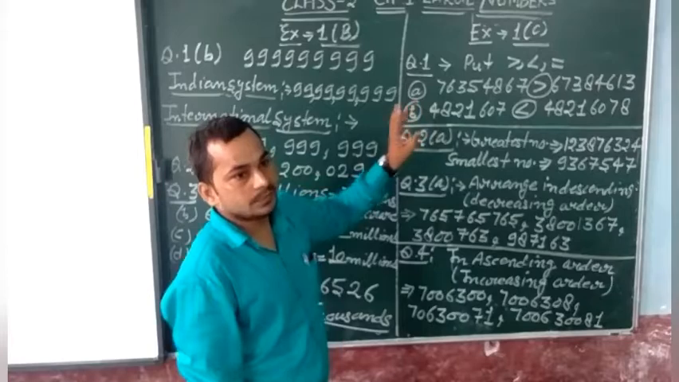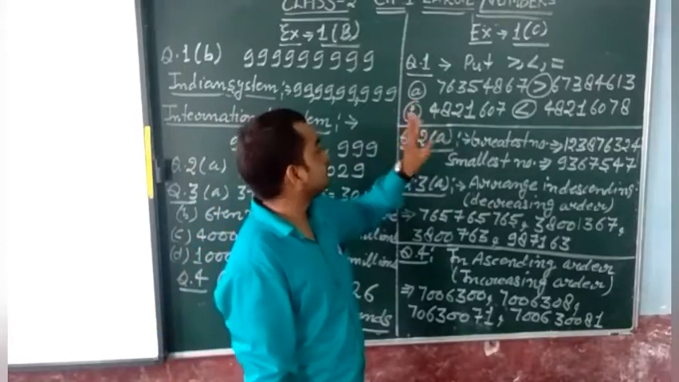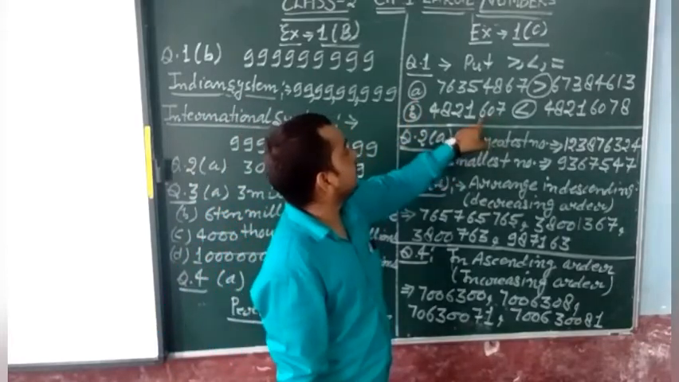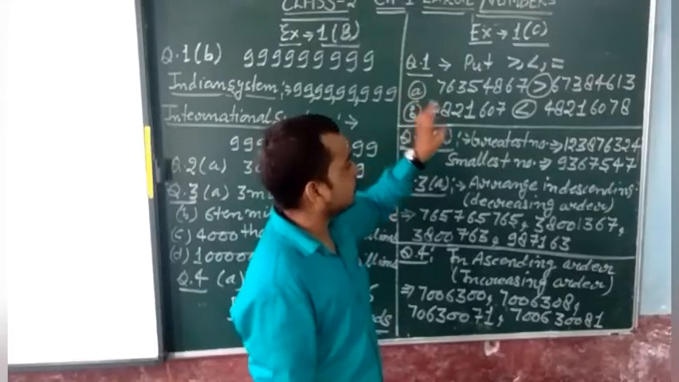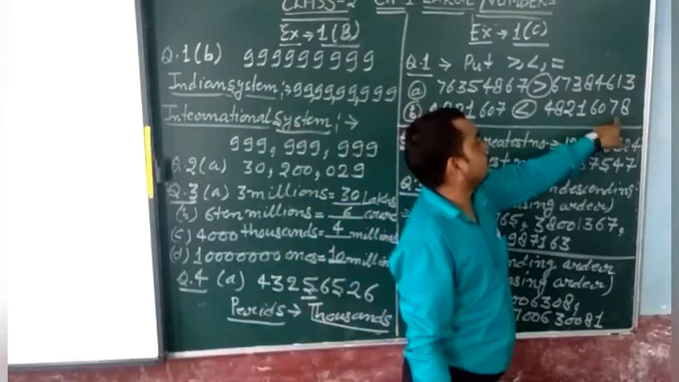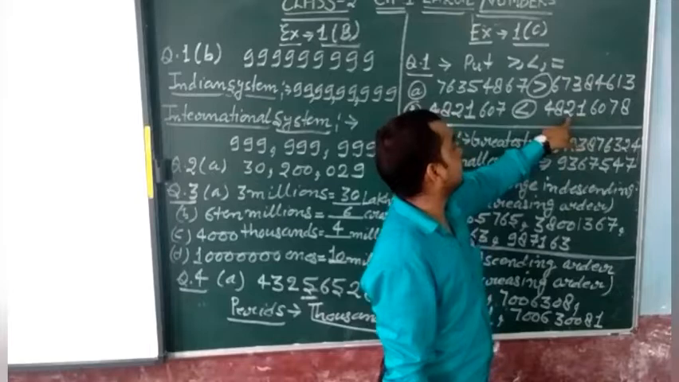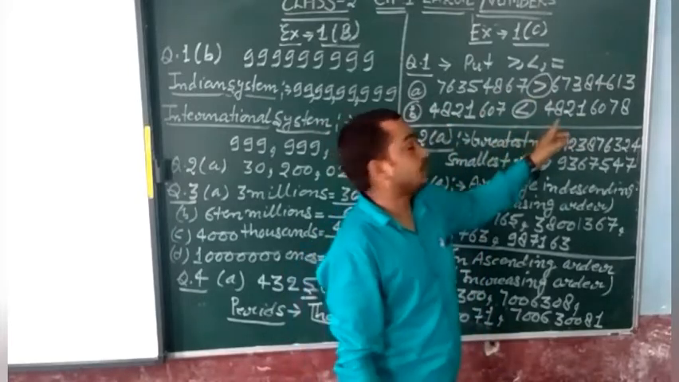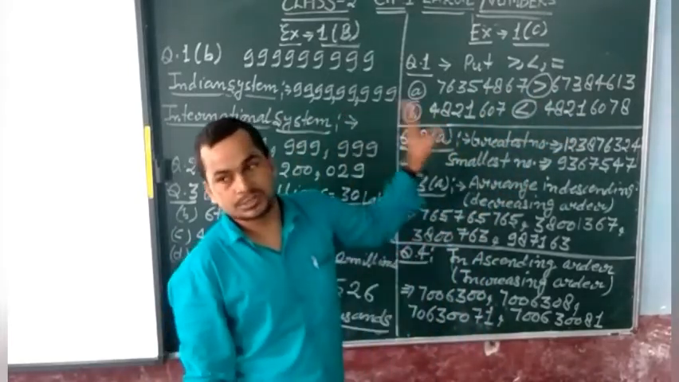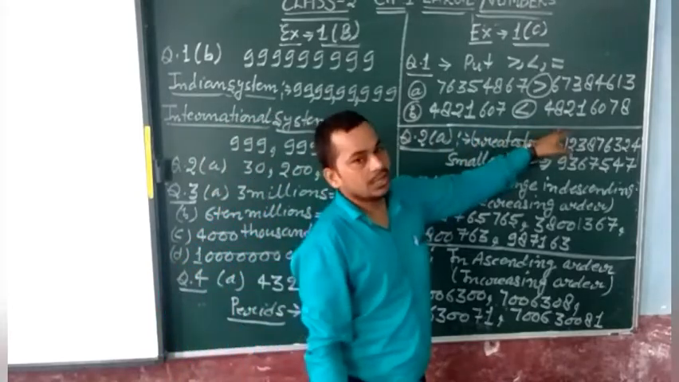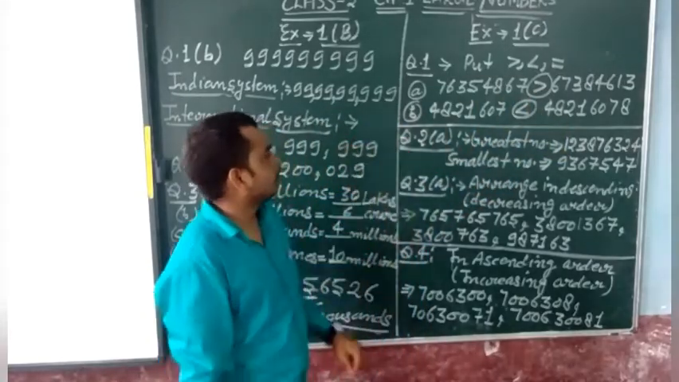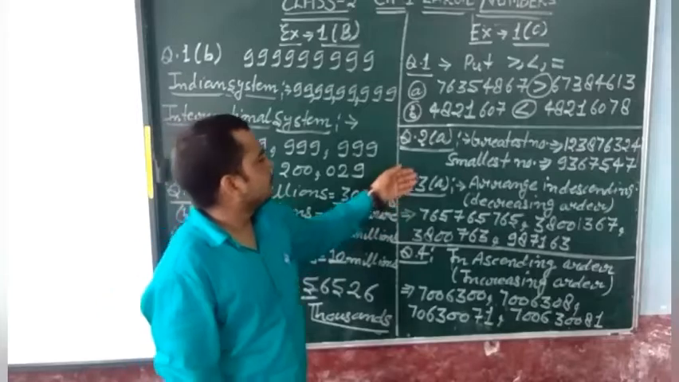Then part B, first you count the number of digits: 1, 2, 3, 4, 5, 6, 7, and here 1, 2, 3, 4, 5, 6, 7, 8. So the right side number has more digits. So the right side number is greater. Next, question number 2.